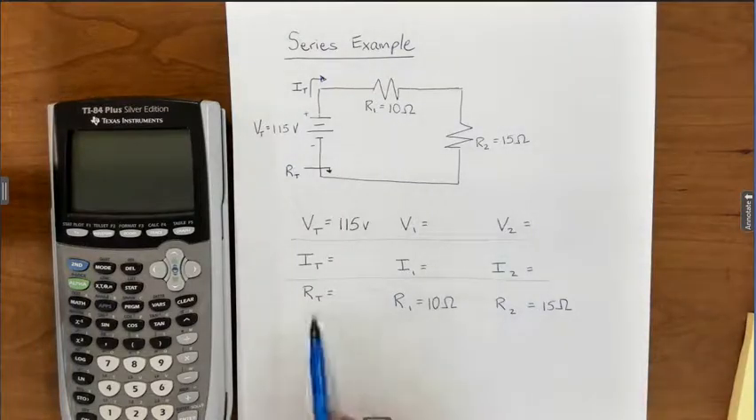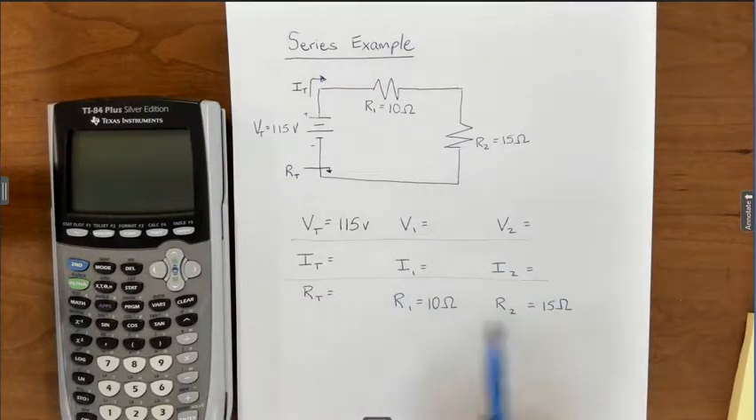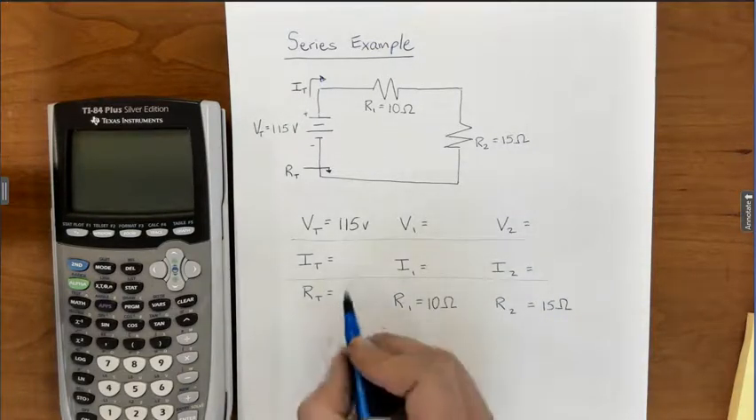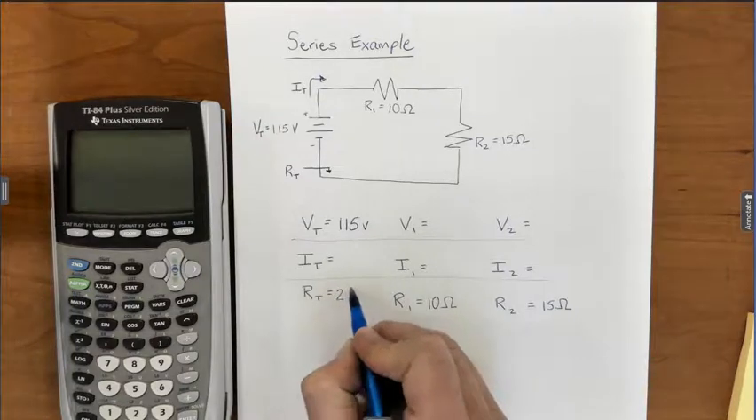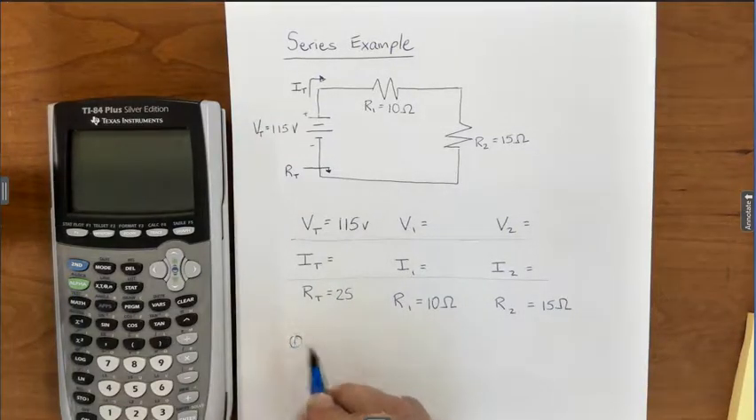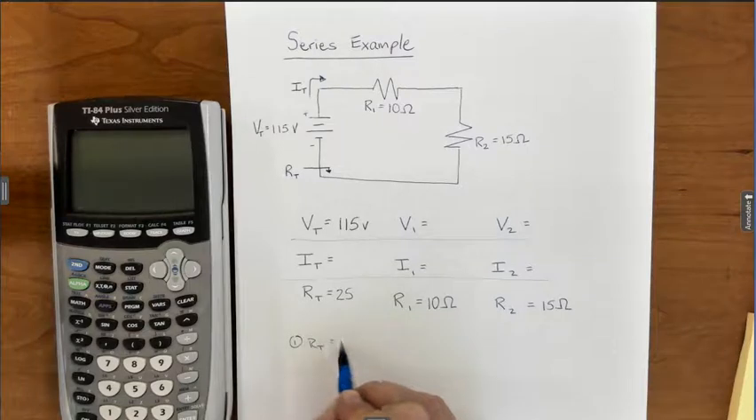So the total resistance, for example: I know the two small resistors, just not the total. Well, the relationship tells me that I can add these up to get that. So this becomes 25. The first thing I did is I used RT is equal to R1 plus R2. I'll try to keep track of the order.